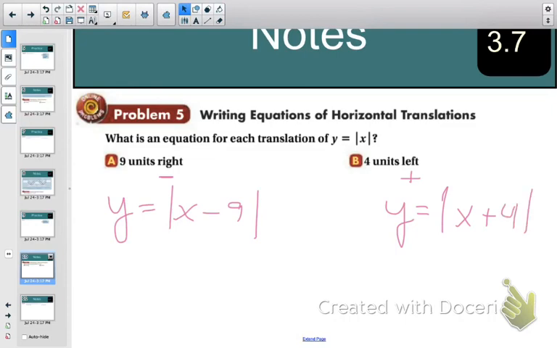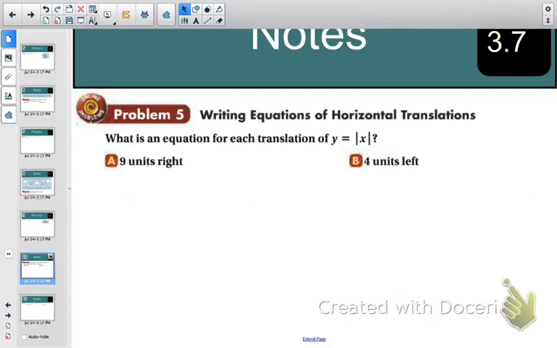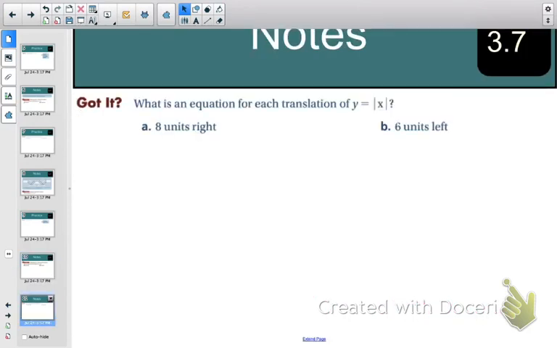So if it's inside, it's a horizontal translation. If it's on the outside, like y equals absolute value of x minus 9, that's a vertical. So that one's going down 9. Oh, crap. This one's going right 9. We were so close to getting that done in 7.5 minutes. Anyway, last one. You can pause this in 3, 2, 1. Pause.